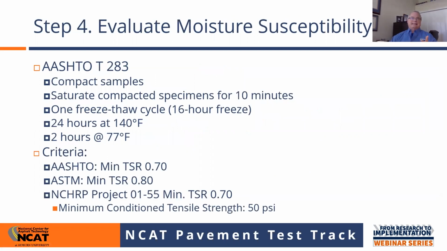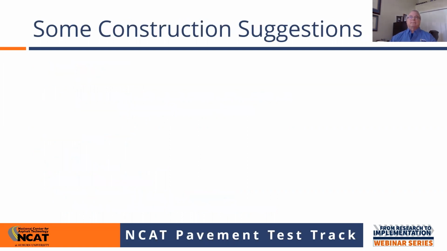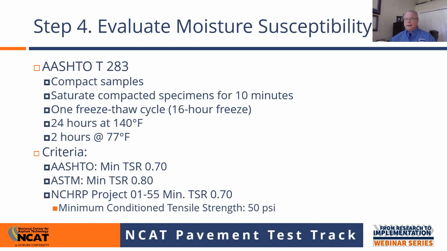So the last thing is using AASHTO T283 to evaluate moisture susceptibility. You can see the different criteria down at the bottom. Minimum TSR for AASHTO is 0.7. ASTM has a minimum of 0.8. The NCHRP project had a minimum of 0.7, but also a minimum condition tensile strength of 50 PSI. So that's kind of a newer thing on moisture susceptibility. And that is all that I have on this.